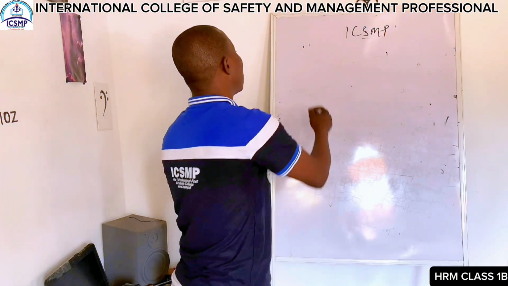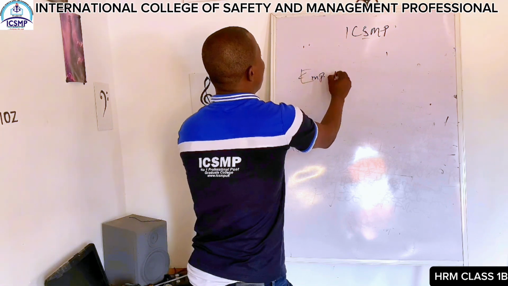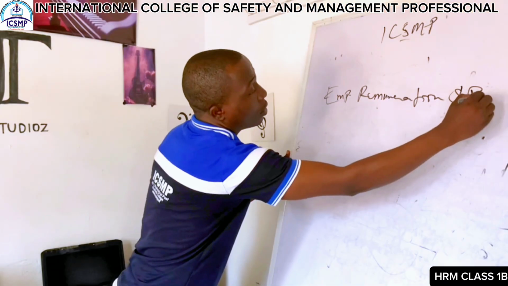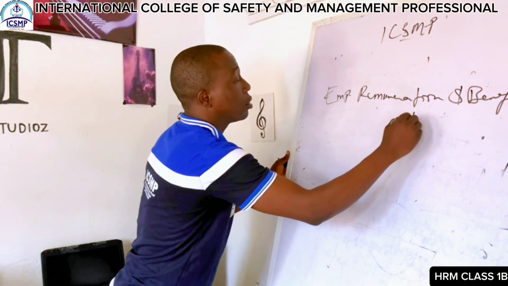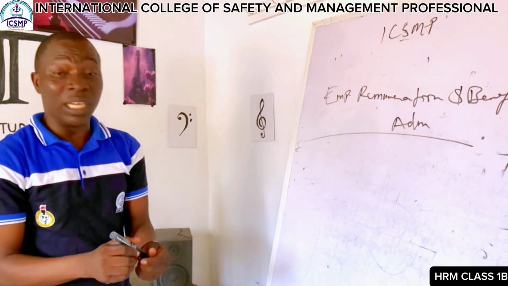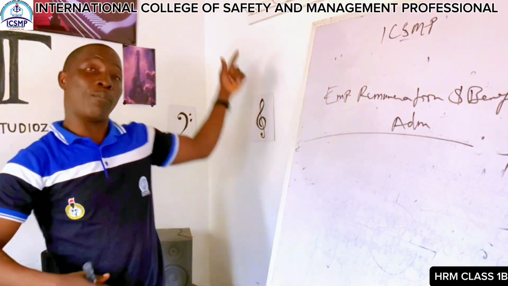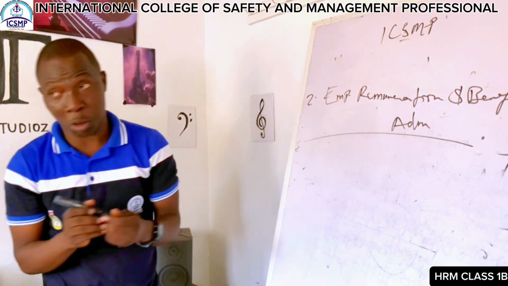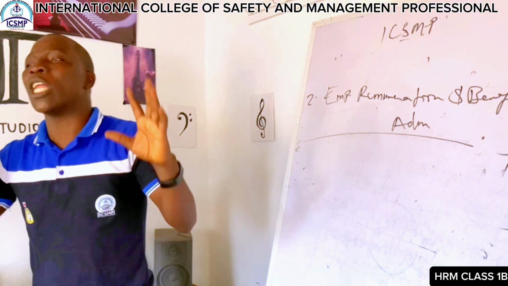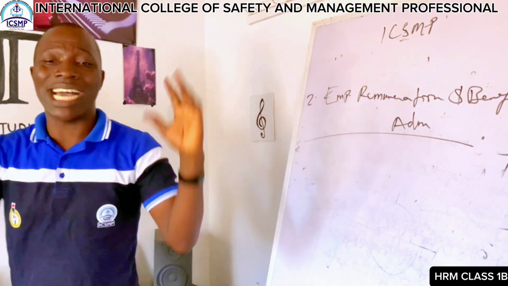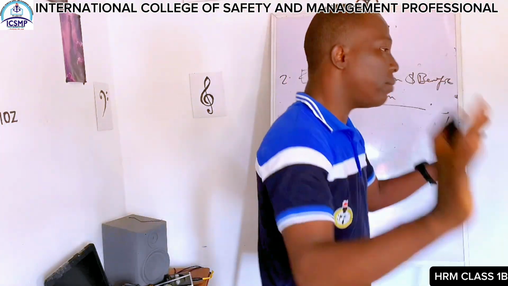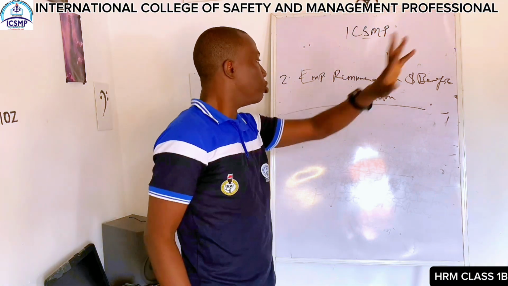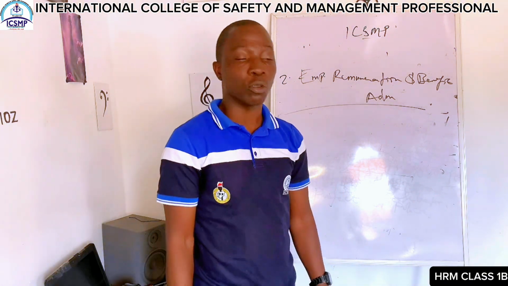Now, the second process is employee remuneration and benefit administration. Now, we believe that at the end of planning, don't forget, the first one was planning, this is number 2. So we believe that at the end of planning, you now have a workable force. You now have employees. You now have staff. What do you now do to them? That is where remuneration and benefit administration comes into play.